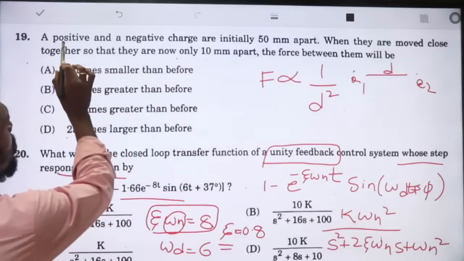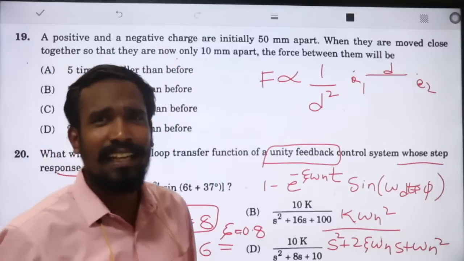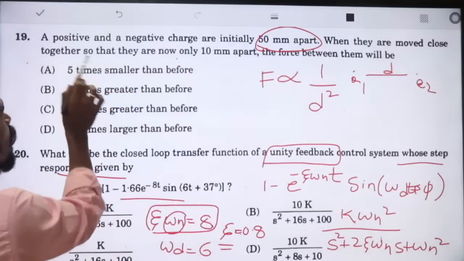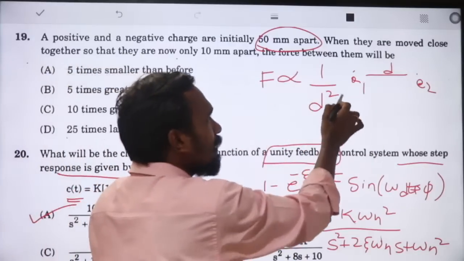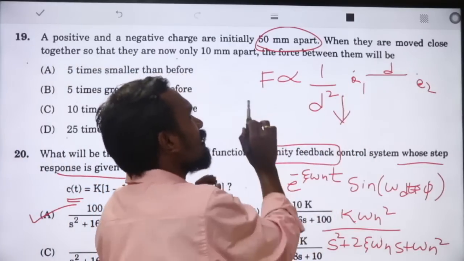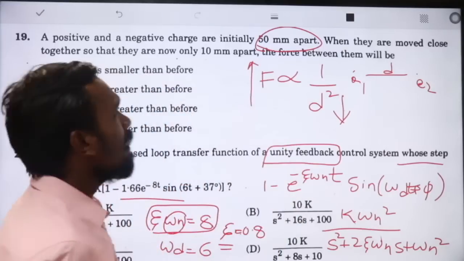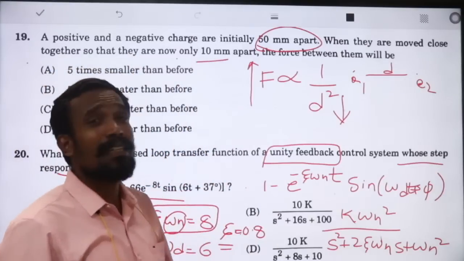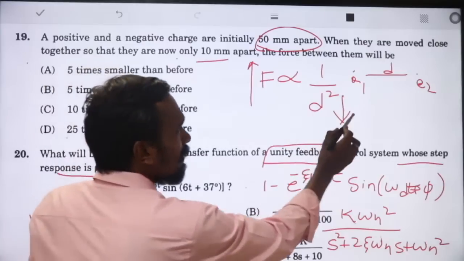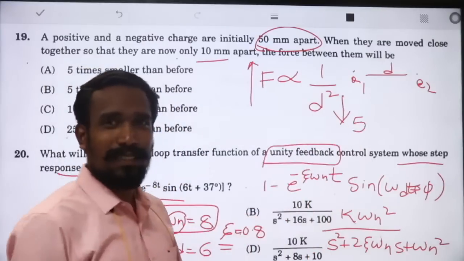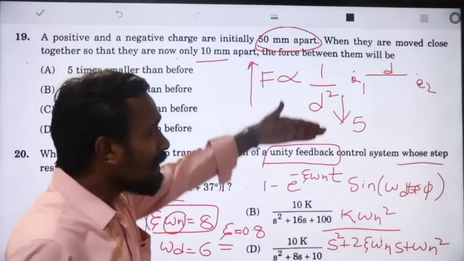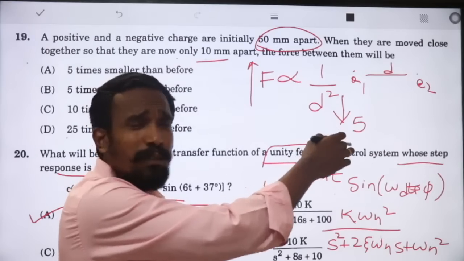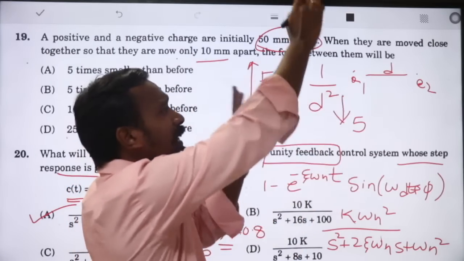What is given? Positive and negative charges are initially 50 millimeters apart. When they are moved close together, that is, the distance decreased, hence the force will increase. Now they are 10 millimeters apart. The distance reduced 5 times. This is a square formula. When the distance reduces, the force will increase by the square.